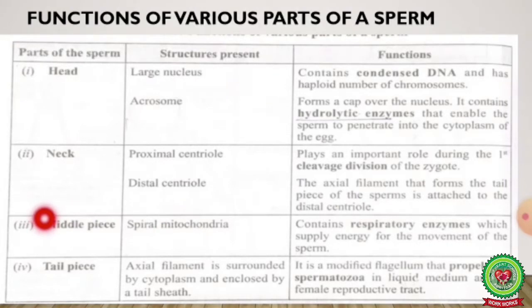Now, the next is the middle piece, which is having a spiral mitochondria. It contains respiratory enzymes which supply energy for the movement of the sperm. Means it gives motility to the sperm. The last is the tail piece, which is having an axial filament surrounded by cytoplasm and enclosed by a tail sheath. It is a modified flagellum that propels the spermatozoa in liquid medium and in female reproductive tract.